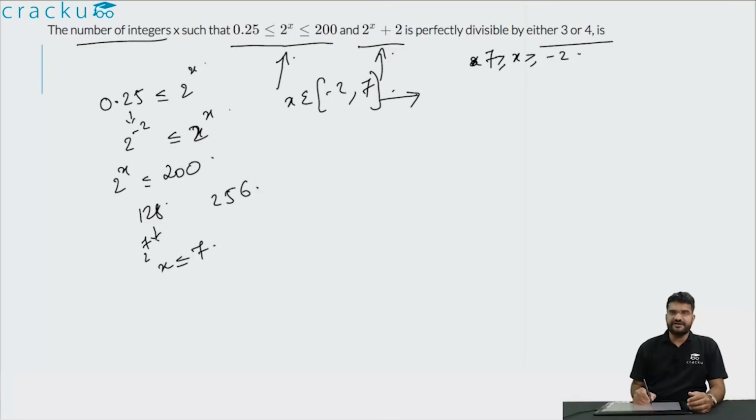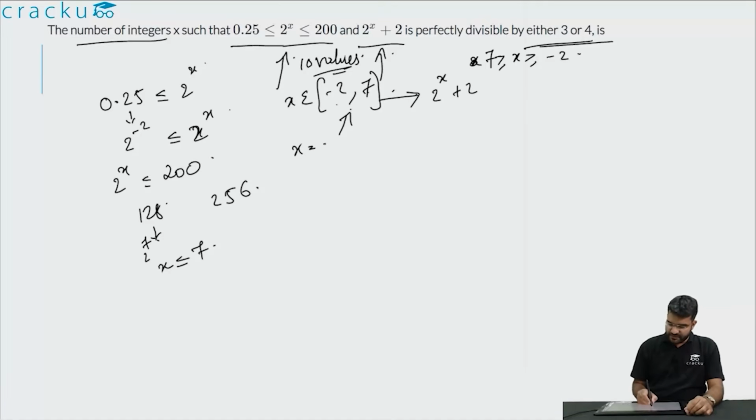Now amongst these values, we are required to find out the values for which 2 to the power x plus 2 is perfectly divisible by either 3 or 4. There are 7 plus 0 is 1, 8, and minus 2, that is 2 more, a total of 10 values. We'll write them down and try to see which of these values is perfectly divisible by 3 or 4.